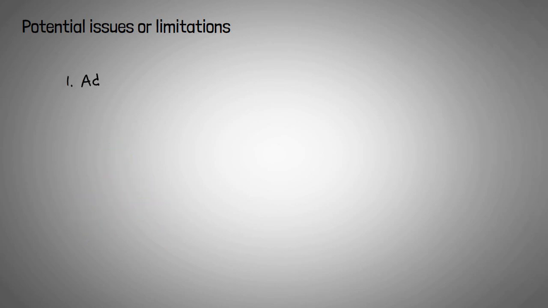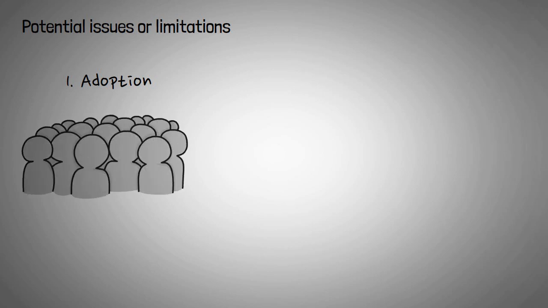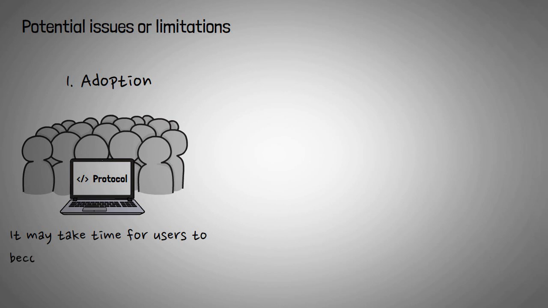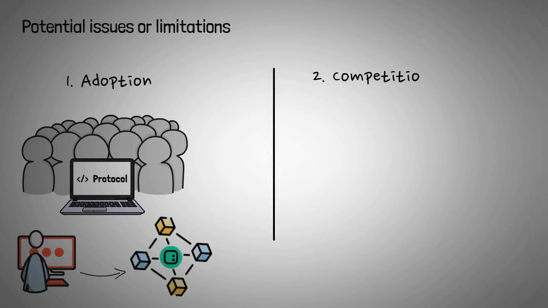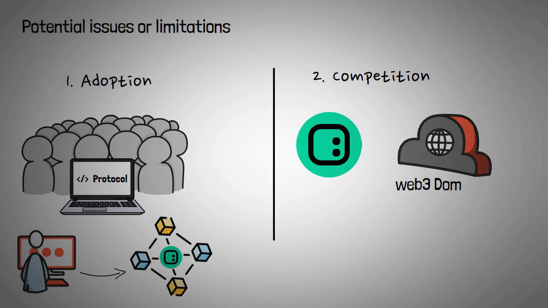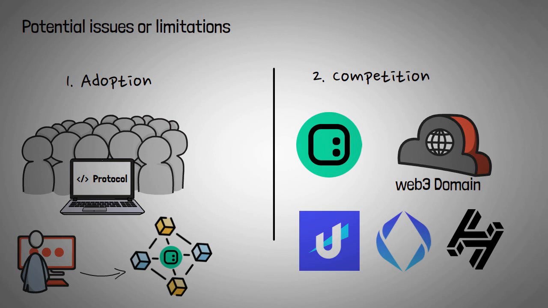Number 1, adoption. One potential issue is the level of adoption and usage of Space Protocol and the platform. While the project has a lot of potential, it may take time for users to become familiar with the concept of Web3 domain, and for developers to build on top of the ecosystem. Secondly, competition. Space ID is not the only project in the Web3 domain space. There are other similar projects like Unstoppable Domains, ENS, and Handshake that are also working on decentralized domain names, registration, and management. This competition may make it harder for Space ID to stand out or gain market share.